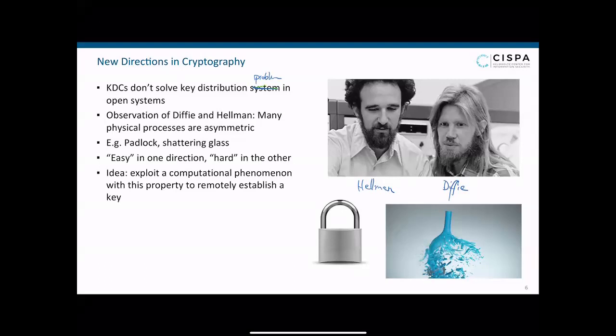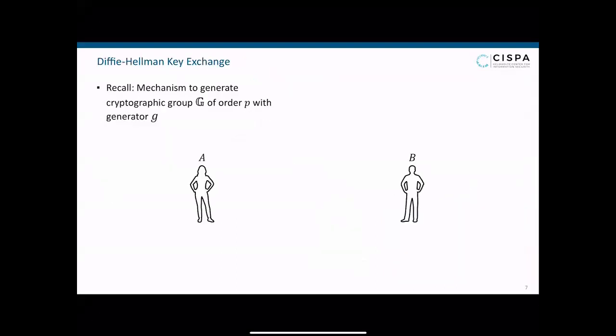Good. And their idea was really, starting from that padlock idea, to implement this digitally. They wanted to exploit a computational phenomenon with this same property to establish a key remotely. And you guessed it, now we're talking about the Diffie-Hellman key exchange.